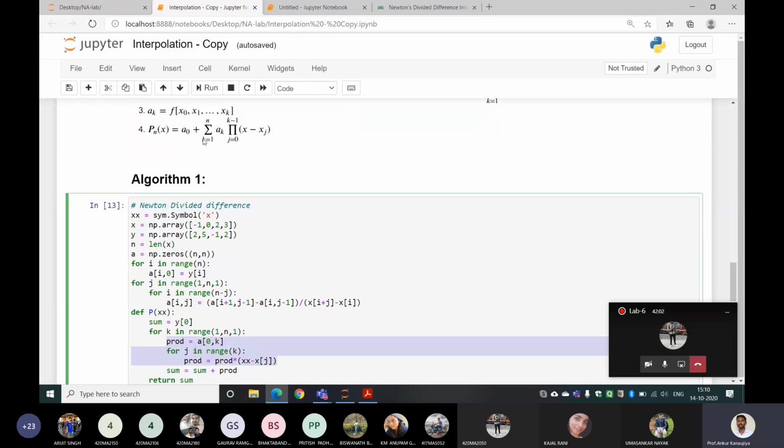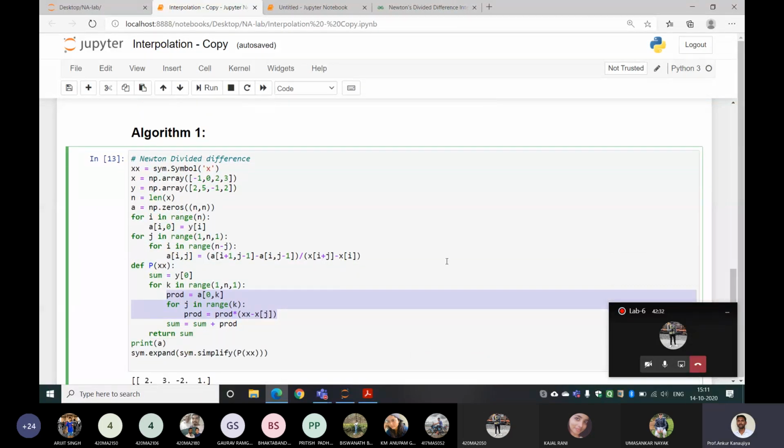Then after that, this summation you have to do. So for summation, sum is Y0. This is the initial sum. Then you have to do the remaining sum, K from 1 to N. So that's why I wrote here K from 1 to N. This N is 4 here, so it will go up to 3. Then sum equal to sum plus product. Whatever product came, you have to add to the sum. Then the final sum will be the answer.